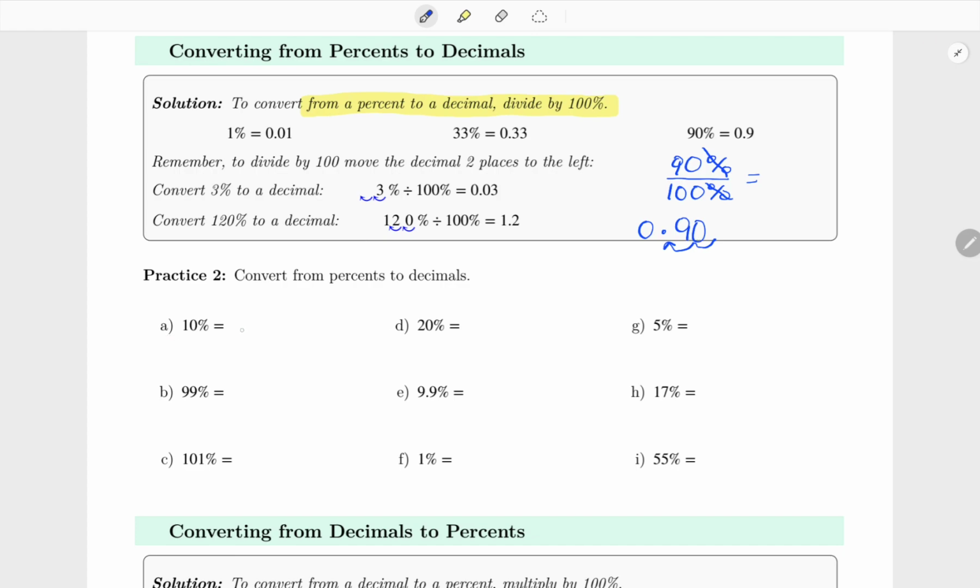10 divided by 100 is 0.1. 99 divided by 100 is 0.99. Now pause the video and complete practice 2. And now check your answers.